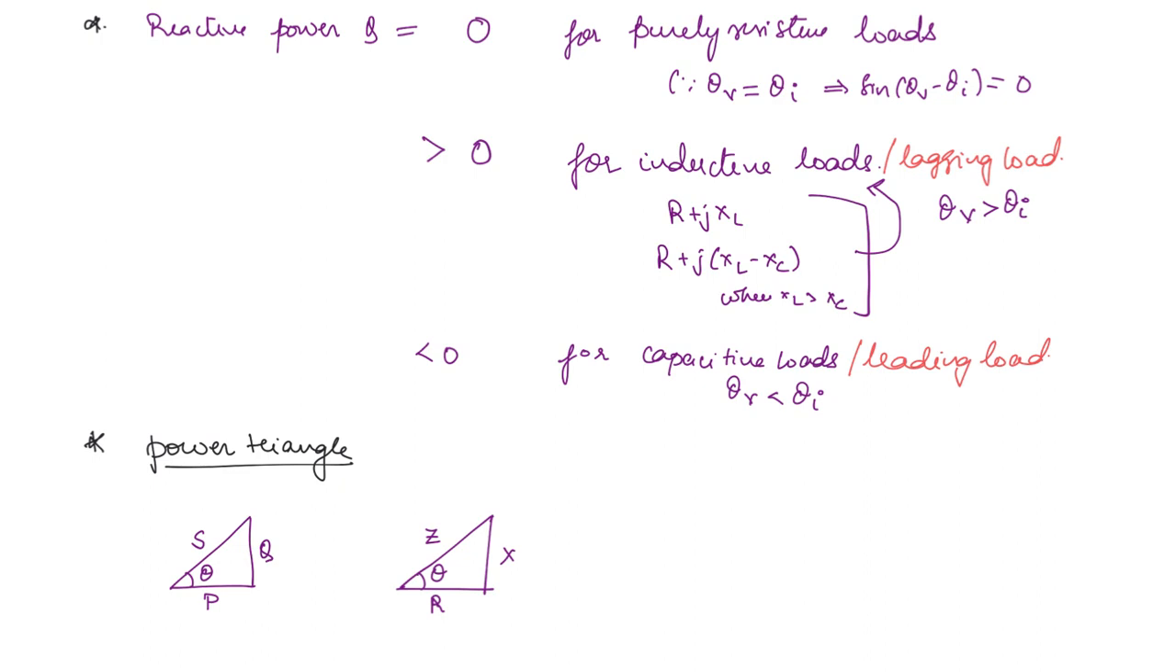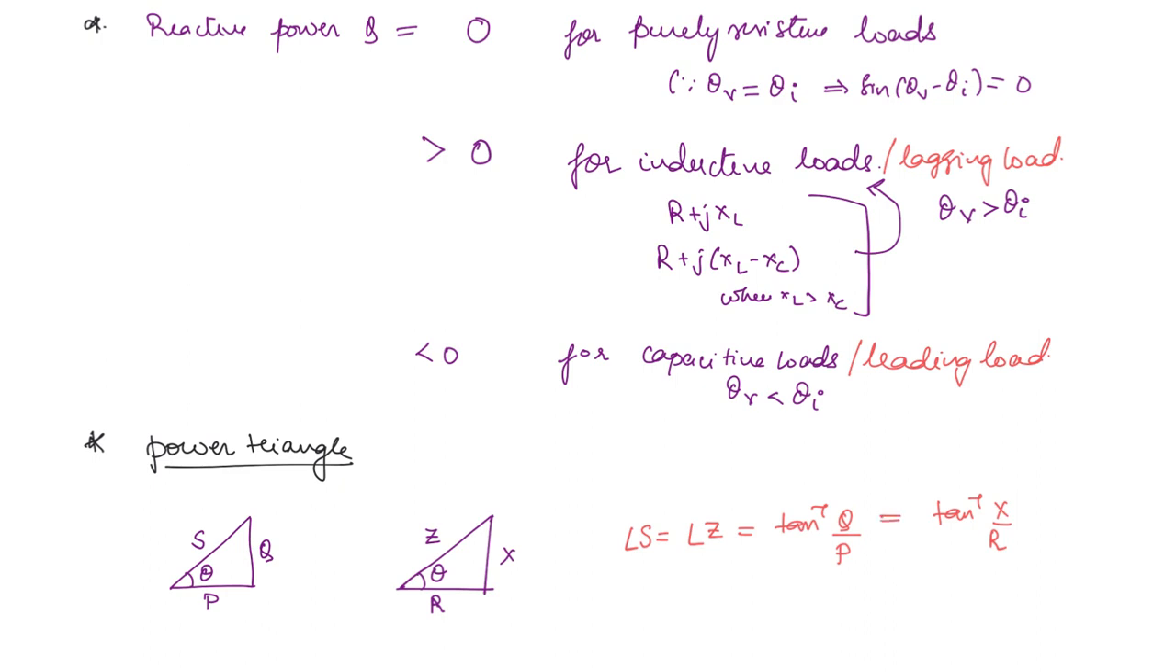That means the angle here will be the same. All of the angles are going to be the same, whereas the size might be different. That means the length of each of the sides might be different, but the angles are similar. So that's when we call them similar triangles. So you can say the phase of S is equal to the phase of Z, which is equal to tan inverse Q by P or tan inverse X by R. Okay. So both of them will be equal.